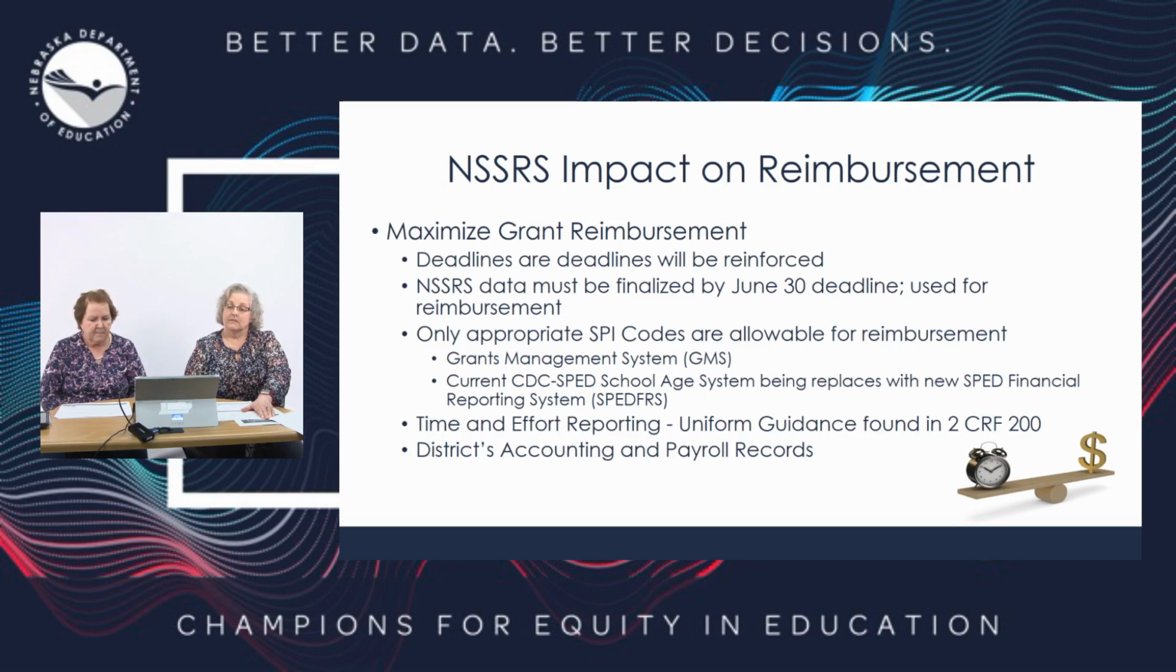So we want to maximize grant reimbursement by enforcing the deadlines and finalizing the due dates. The new SPED First system that's going to be opening September 1 will be combining early childhood birth to 5, school age, final financial, and transportation into one, and will be using the similar SPI codes as the grants management system. So we're trying to get everything on the same page.